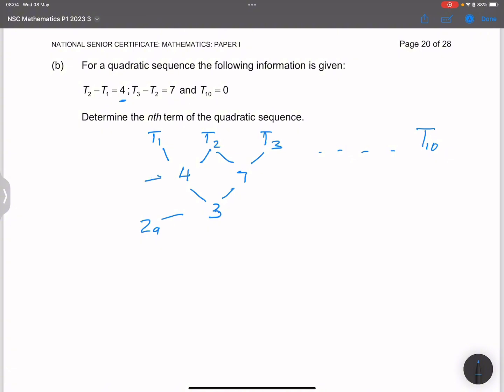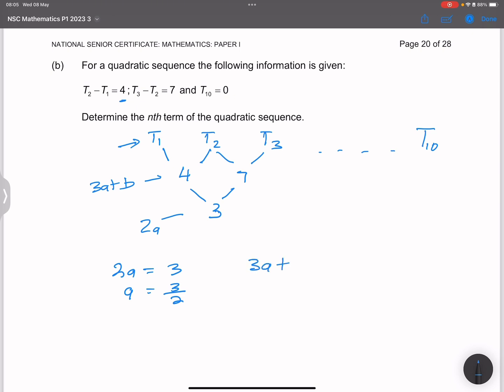We know 3a plus b would give us 4. And this guy would be a plus b plus c, but we don't know what that is, right? So in this case, what I'm simply going to do, ladies and gents, is say, if they've given us T10 instead, we'll get to that in just a bit. So I know 2a will be equal to 3, so a will be 3 over 2.